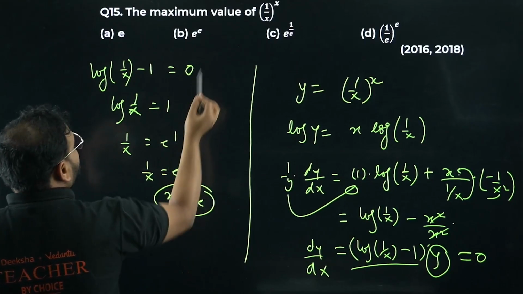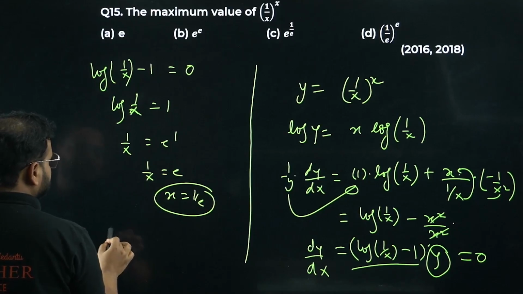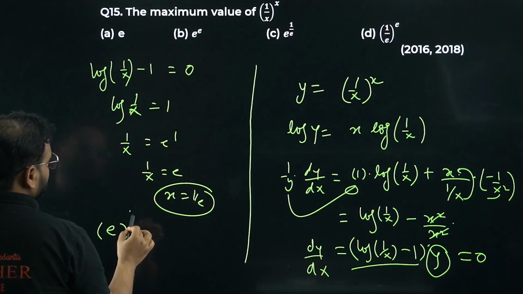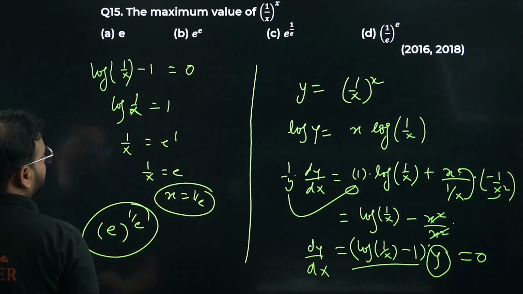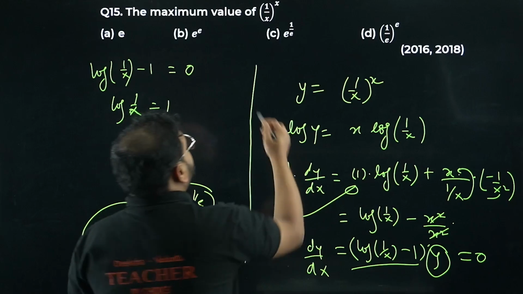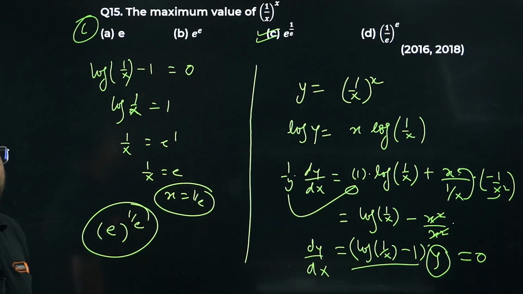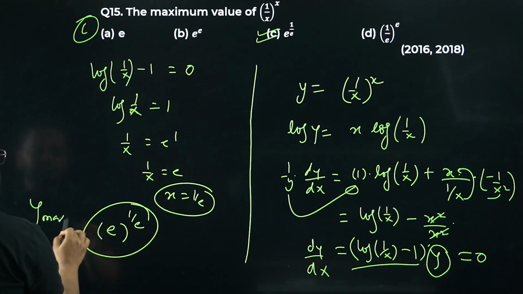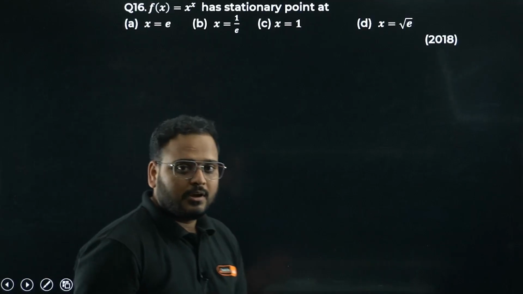Use the condition of what we're looking for, the maximum value. So you'll have 1 by x as e and x as simply 1 by e. That's your answer. E power 1 by e is the answer, which is nothing but option C. Excellent question. This is your y max. Please check. Okay, question number 16 now. 15 was done. Got it?